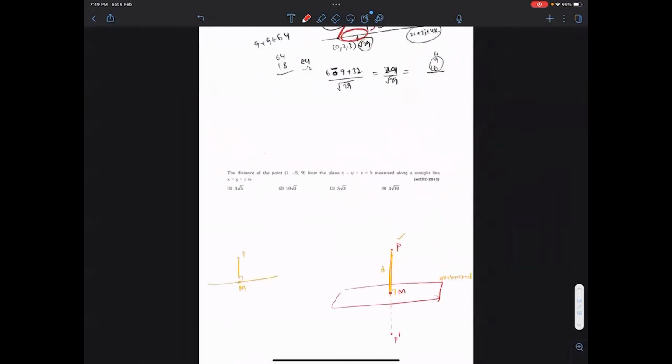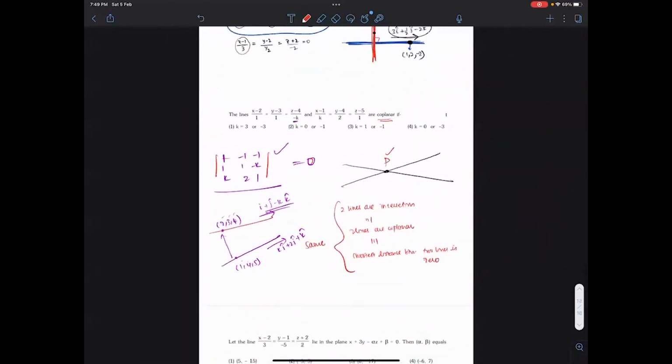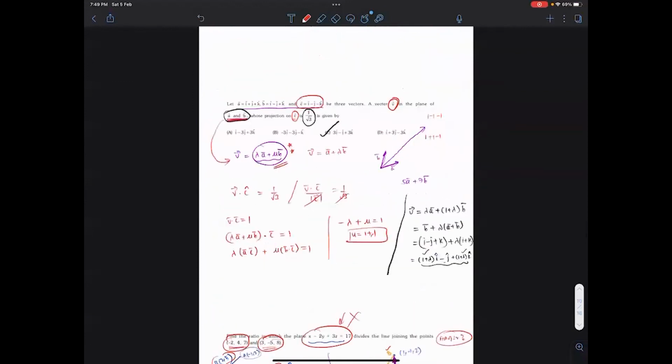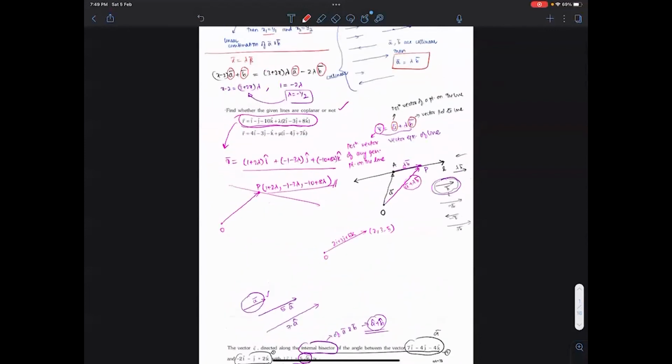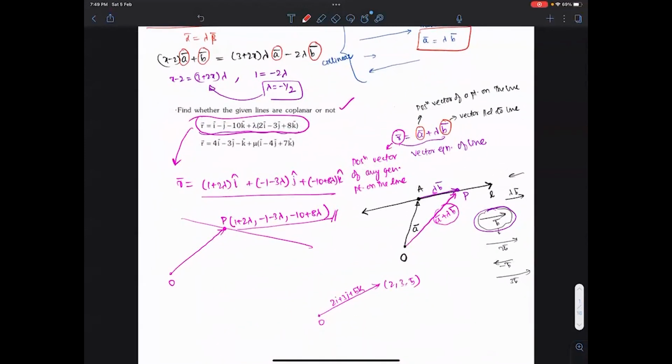Fine. Whatever I could cover in 1 hour, I have covered here. Vector 3D, the remaining we have to revise. Everyone, do the previous JEE Mains questions without fail on vectors and 3D. On the same day itself, today itself. Okay, guys. Fine.